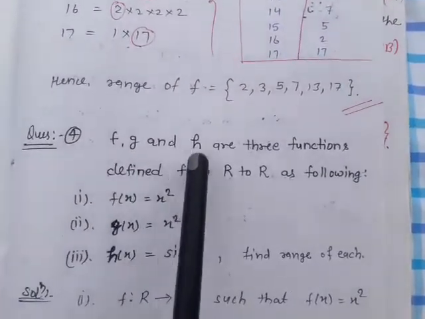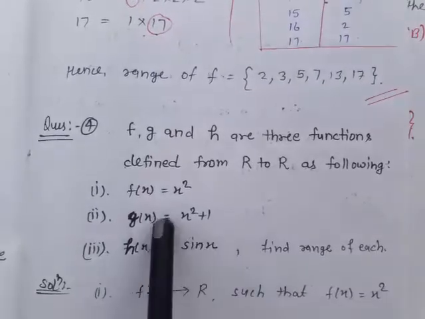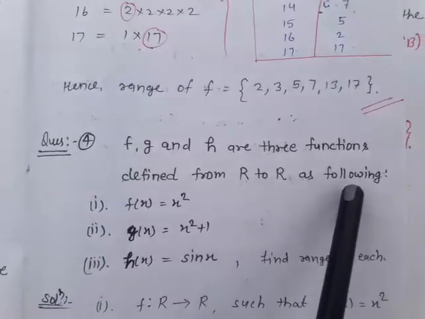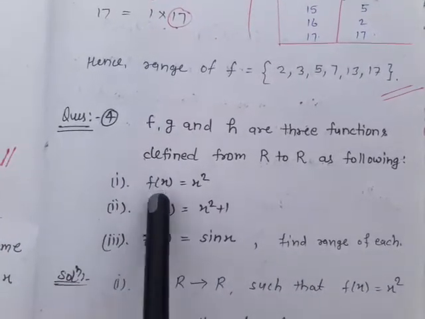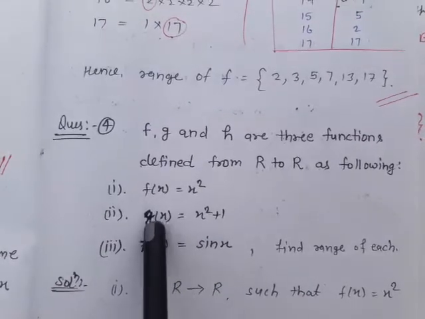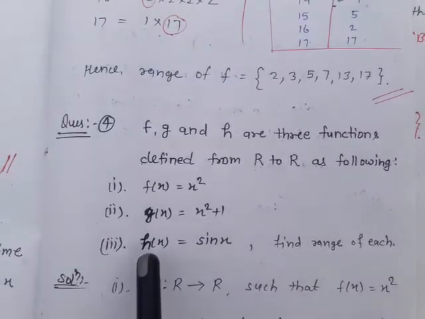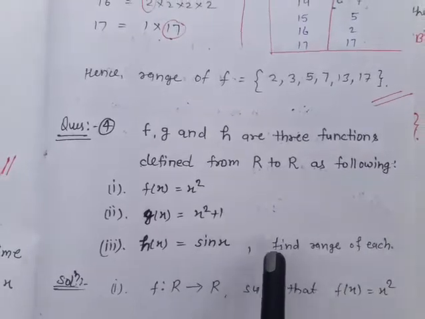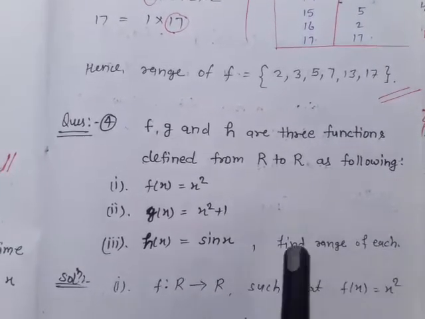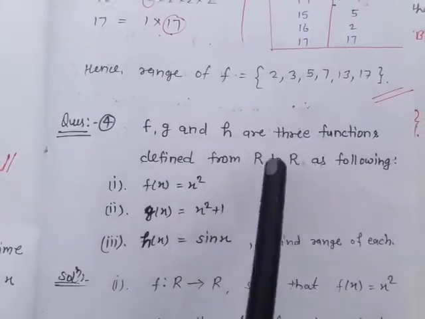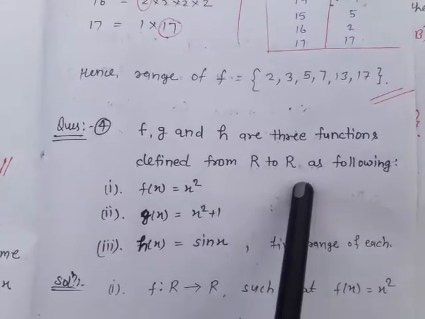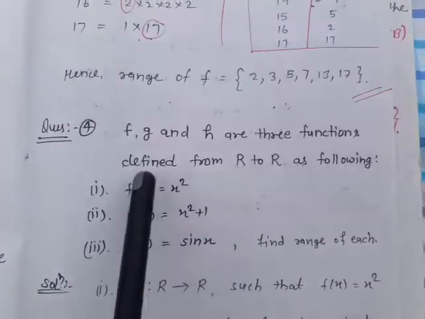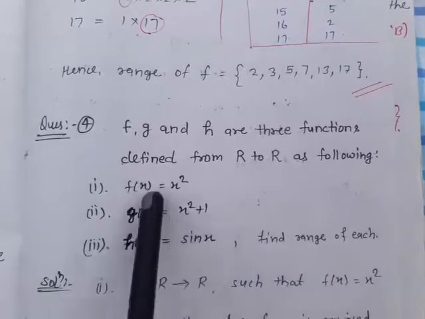f, g and h are three functions defined from R to R as follows. First, f(x) is equal to x squared, second, g(x) is equal to x squared plus 1, and third, h(x) is equal to sin x. Find the range of each. That is, f, g, h are three functions defined from R to R, and we find the range of each function.